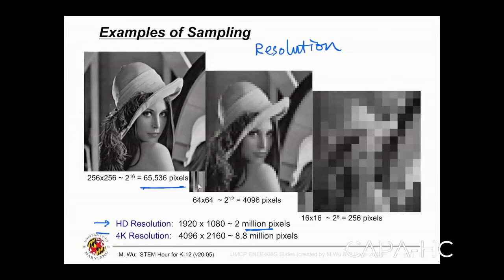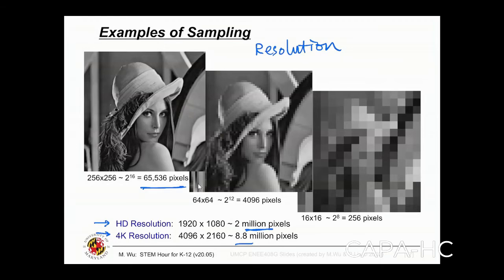And then the newer technology, they will charge you more to get a nicer TV called 4K resolution, which doubles both the pixels in each row and the rows or lines. And that is over 8 million pixels.